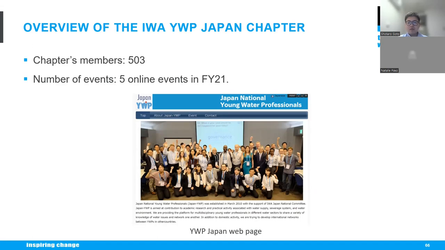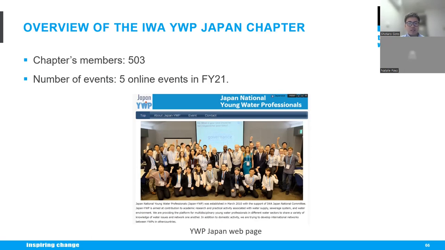So firstly, I want to explain the IWA YWP Japan chapter itself. In our chapter, we have about five members, and in more detail, 50% come from the private sector, like water industry companies or pipe makers, etc. But 30% are from educational institutions and 20% from the public sector. And last year, fiscal 2021, we had five online events. However, before COVID-19, we had more face-to-face events and also workshops.